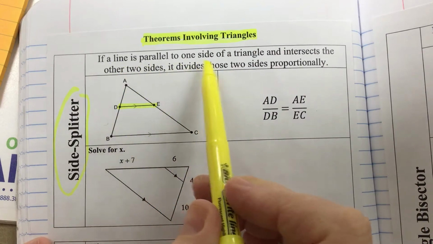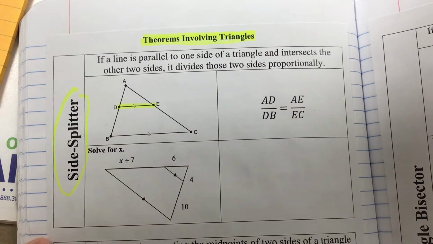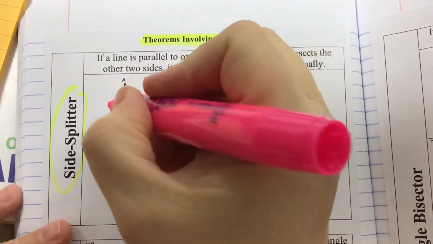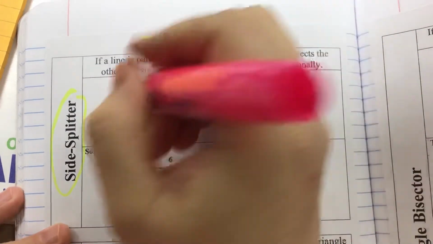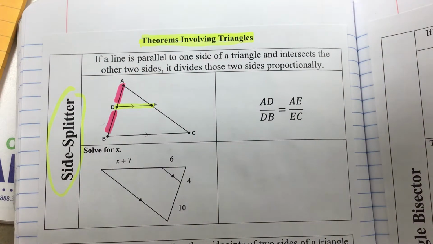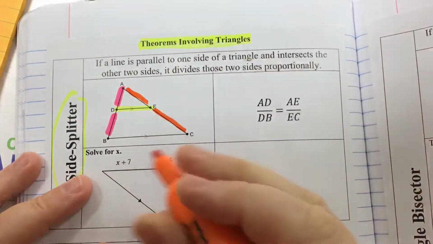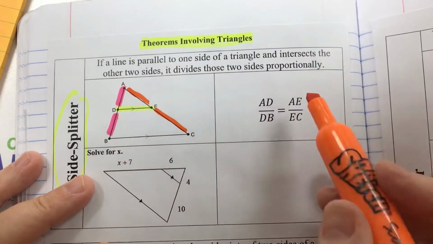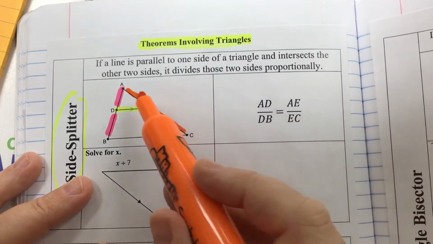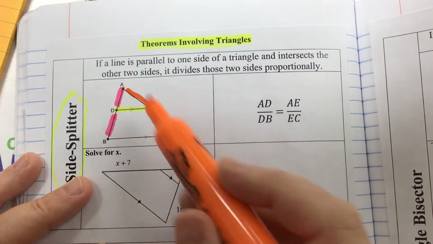If a line is parallel to one side of a triangle and it intersects the other two sides, it divides those sides proportionally. So if you look at the left side of the picture, D split AB into two pieces, AD and DB. And on the other side, E split segment AC into two pieces, AE and EC. So they are proportional. AD to DB, top to bottom, equals AE to EC, top to bottom. So it's going to divide them proportionally.